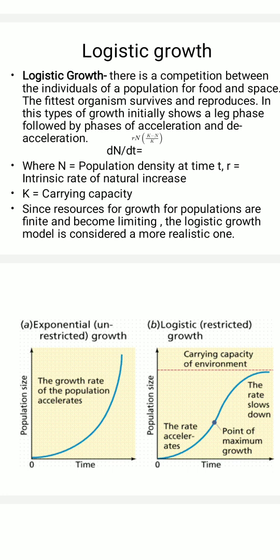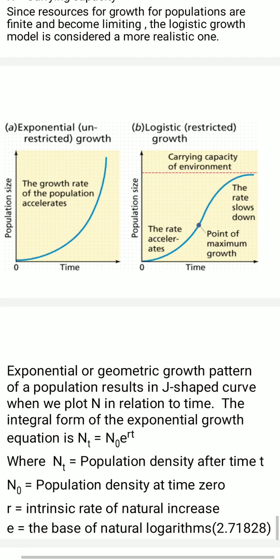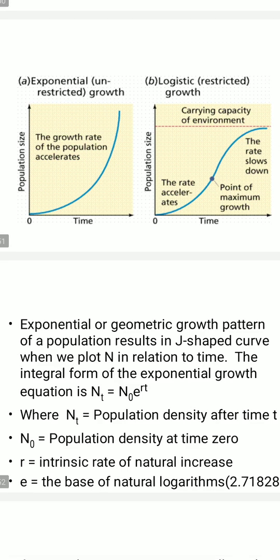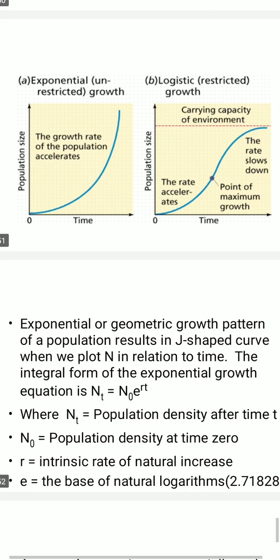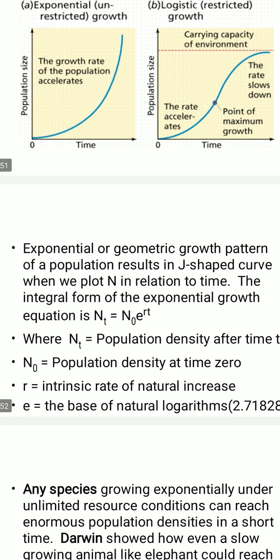I hope this is understood. It is a very difficult topic, but when you go through it 2 to 3 times, it will be very easy to understand. The exponential growth pattern of the population results in a J-shaped curve which you observe above. That is when you plot N in relation with the time.